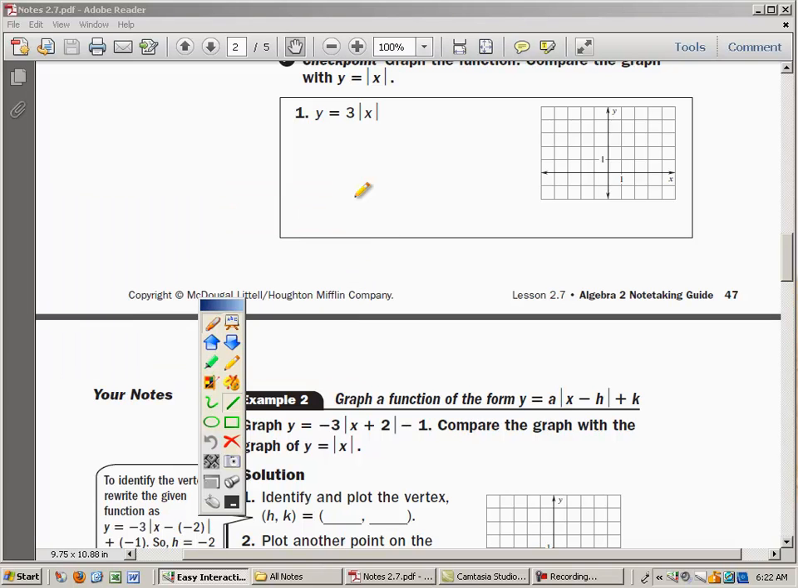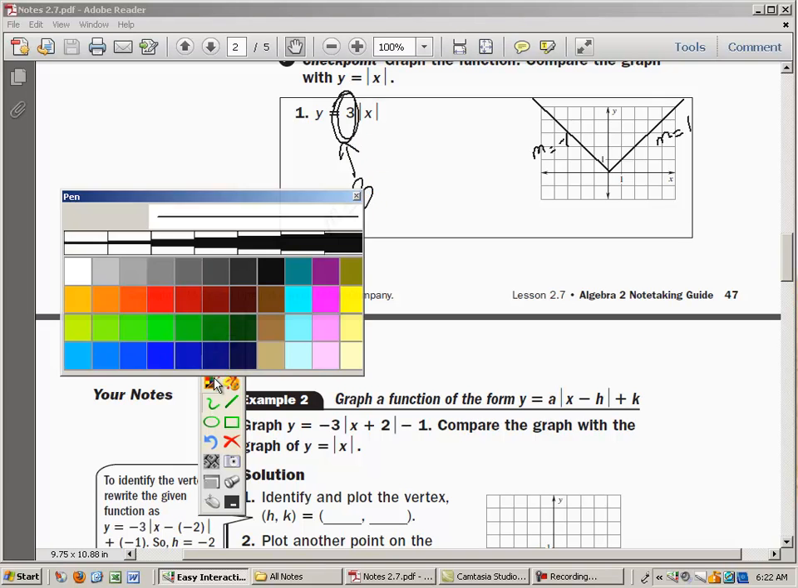All right, so the original parent function y equals the absolute value of x looks like this. So here's my parent function. The slope of the right side and the left side is +1 and -1. This has a slope of 1, and this has a slope of -1. The leading coefficient of my absolute value sign is 3, and so the slope of the right branch of my transformation is going to be 3.